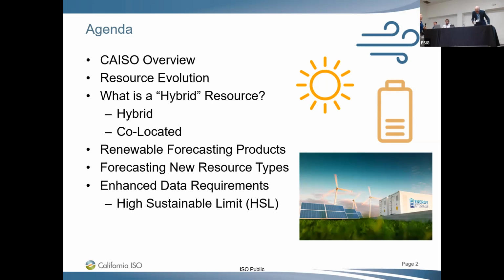All right. So for the presentation today, I wanted to talk a little bit about some of the market participation models that Erik had teed up earlier. Two of those market participation models that the California ISO has introduced in the last couple years are the hybrid and co-located participation models, as well as a little bit of the resource evolution that the California grid's been going through in the last couple years. And then in addition, the renewable forecasting products that we have, and then some of what we're seeing of forecasting the new resource types and the new data requirements that are needed to forecast those resources.